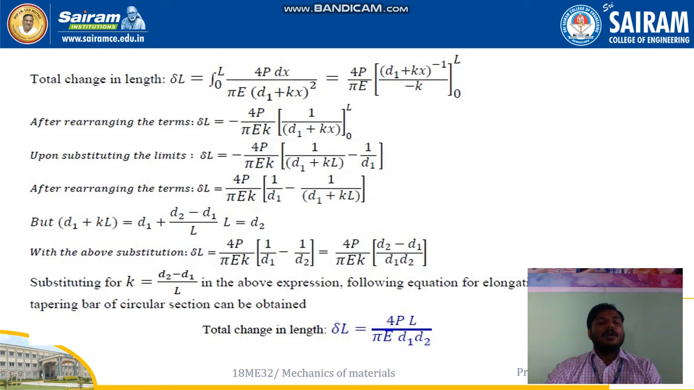whenever the diameter is varying from the smaller end to the larger end. Now by integrating from 0 to L, 4P, where P is nothing but a load, with dx the change of diameter, where pi into E into d1, that is what we got from the equation from the area and the stresses. Now by rearranging the terms, we got minus 4P by pi into E into K, and by integrating 0 to L and substituting the limits of integration, we got an equation 4P by pi K.